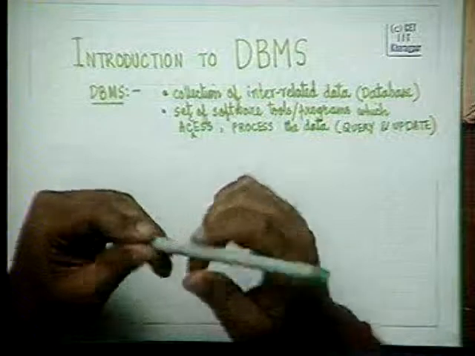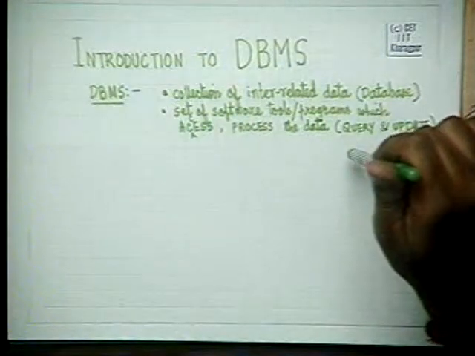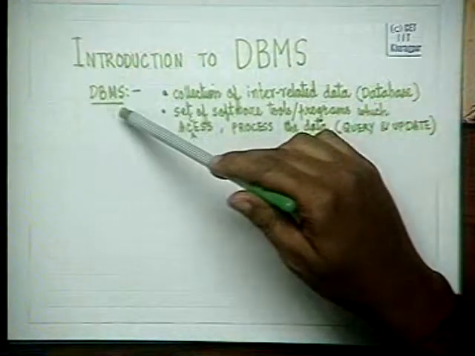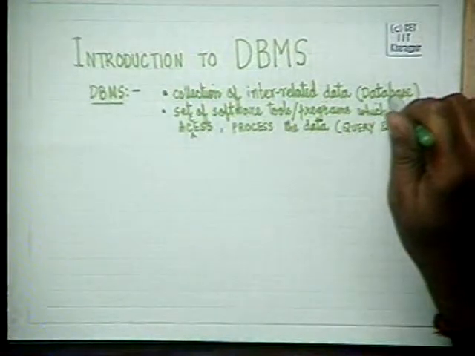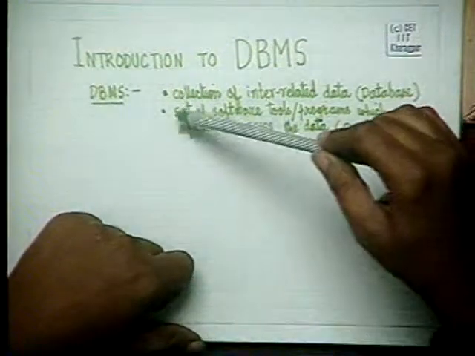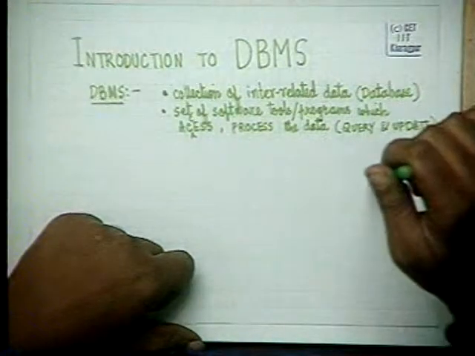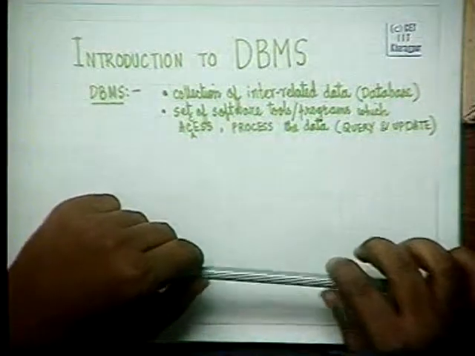So, in a database management system, we have two components: a database, which is a collection of the data, and a set of software tools or programs which operate on the data. Now, it is important to understand how this whole thing came up. Database management systems are nothing new. They have evolved over a long time because of the need for large scale software development.